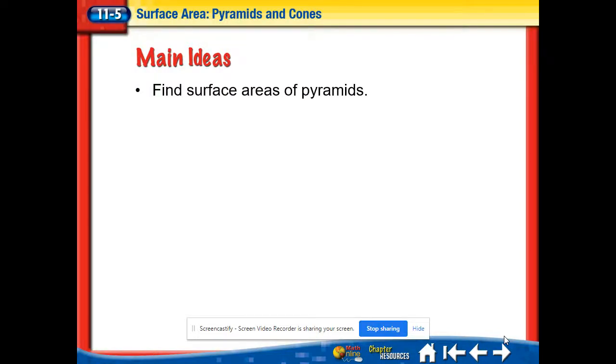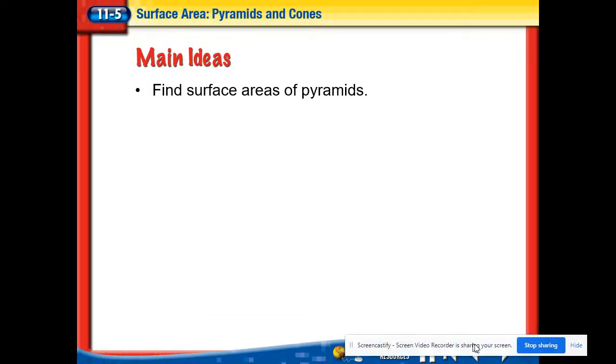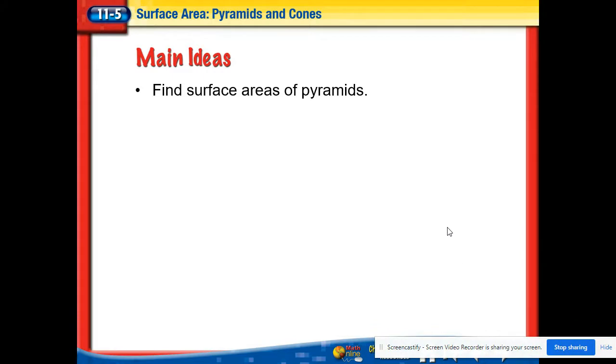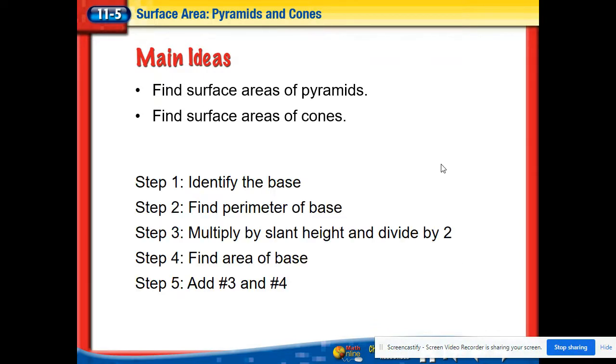All right, today we're going to be talking about surface areas of pyramids and also surface area of cones. Remember, circular pyramids are called cones. So we can have rectangular pyramids, square pyramids, triangular pyramids, or circular ones, which are called cones. Now we have 5 steps this time.